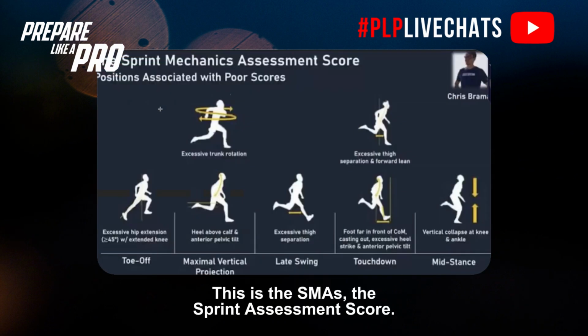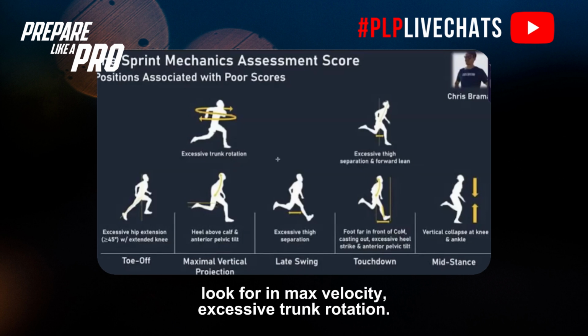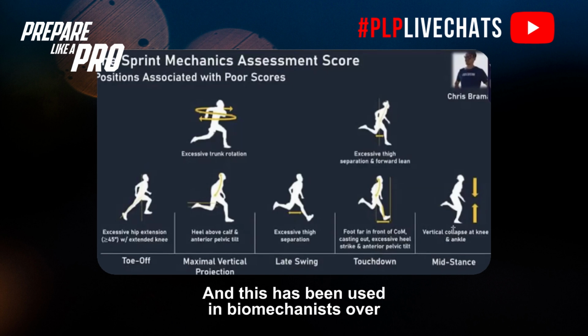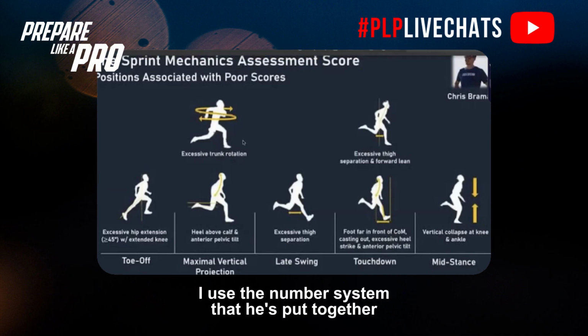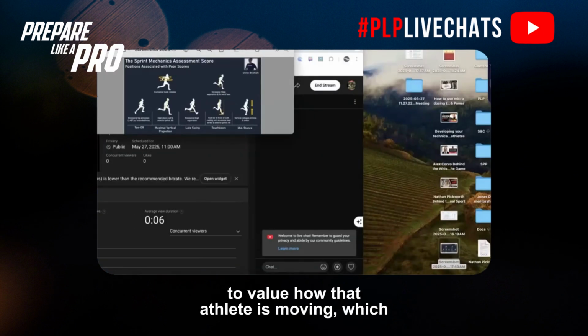This is the SMAS, the sprint assessment score, and these are the different landmarks. So he's got 1, 2, 3, 4, 5, 6, 7 different areas to look for in max velocity. Excessive trunk rotation, we'll get some points against. Excessive hip extension, and this has been used by biomechanists over a long period of time. I use the number system that he's put together to value how that athlete is moving, which is this system here.